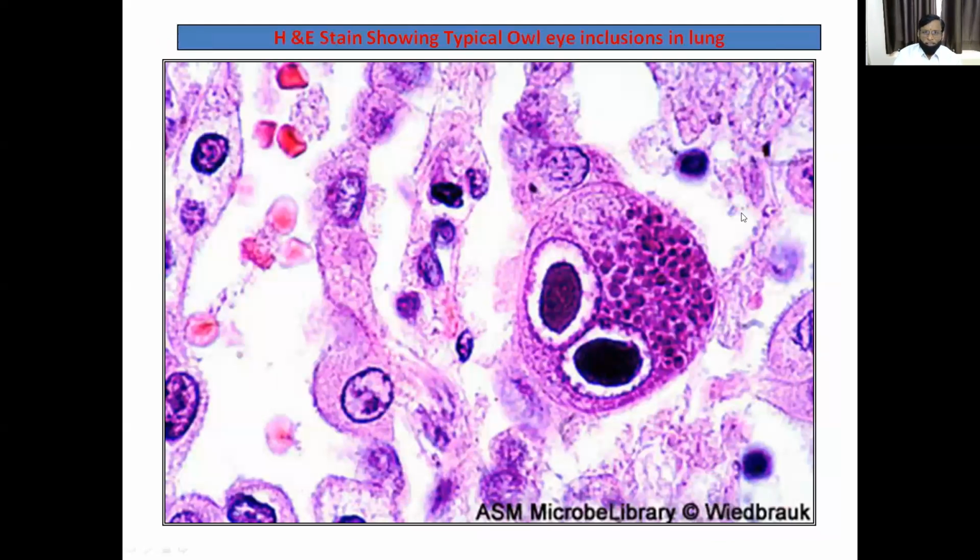You can see this is the owl's eye appearance of the enlarged cell with intranuclear inclusion bodies appearing as two eyes.